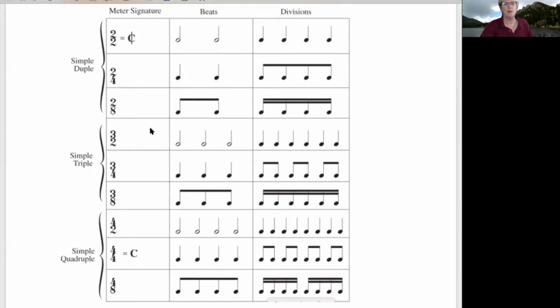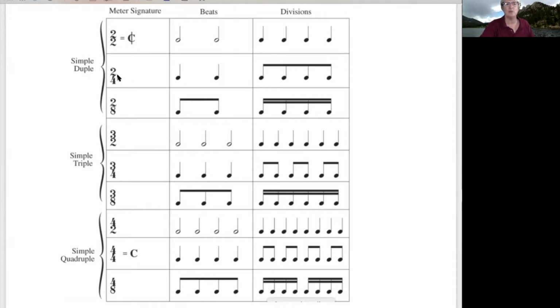Now, the most common thing is for the quarter note to be the beat. There are 3 different simple duple meters that are shown here. 2-2, which can also be shown as a C with a line through it, 2-4, and 2-8. It would be unusual to have a measure of 2-1 with 2 whole notes per measure, or 2-16, but those are in fact possible. But we're probably most used to seeing 2-4.